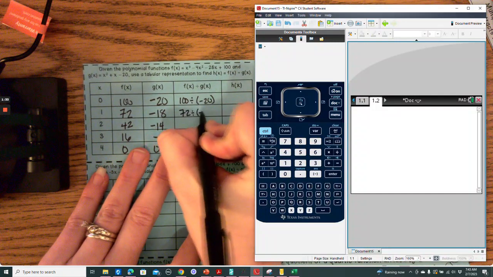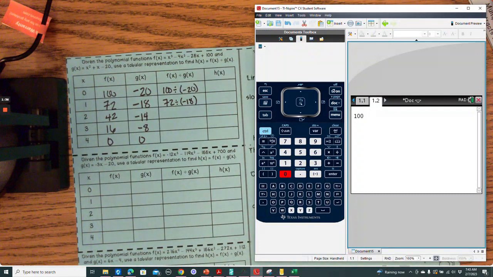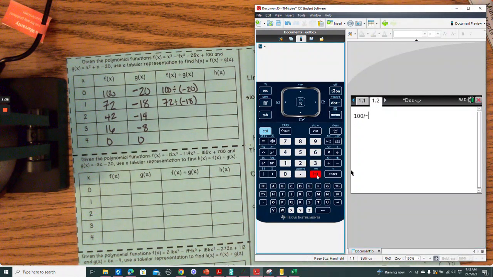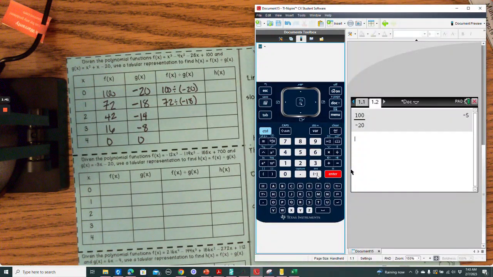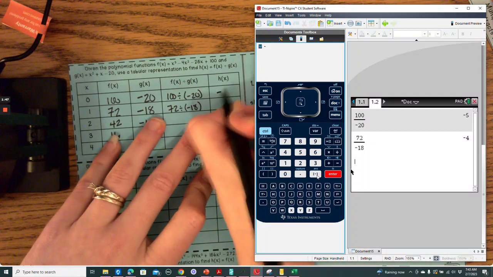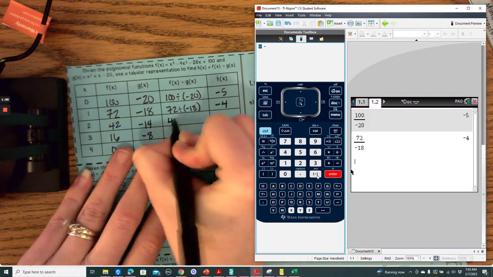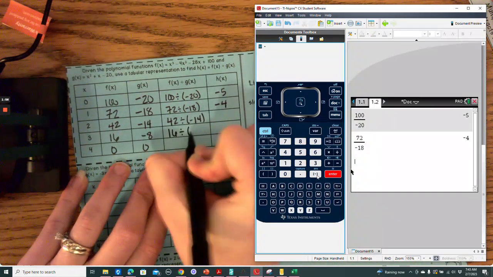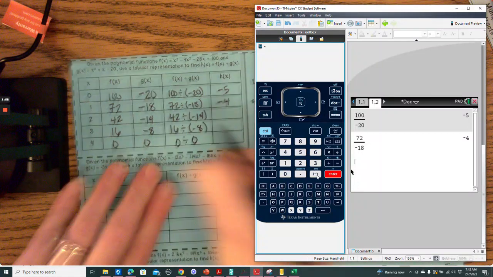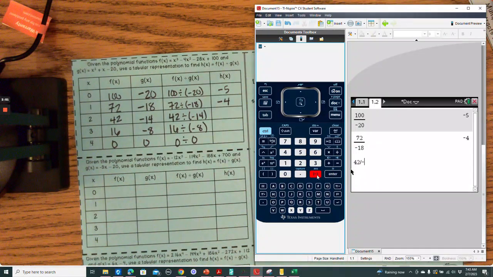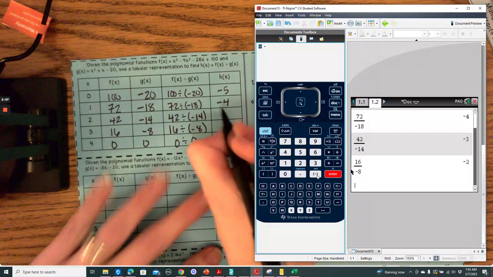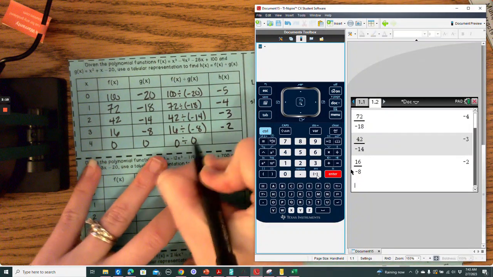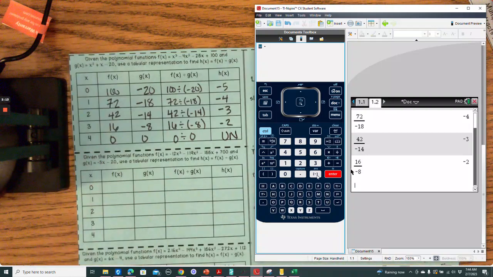72 divided by negative 18. And you can do that this way, divided by negative 20. 72 divided by negative 18. And you can fill your values in for this side. So again, you're just dividing each piece, and then 0 divided by 0. So 42 divided by negative 14, 16 divided by negative 8, and some of them you may be able to do in your head. Now, 0 divided by 0, we cannot divide by 0, so that is undefined.